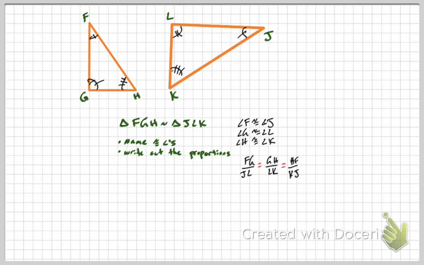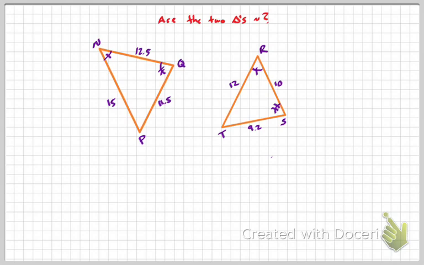So now how do we use this to solve for missing pieces? It says, are the two triangles similar? So notice we're not given a similarity statement now. We have to piece this together based off the diagram's information. So I know that angle N is congruent to angle R. I know that angle Q is congruent to angle S, and then by default, angle P will be congruent to angle T. So we need to put together our corresponding ratios.